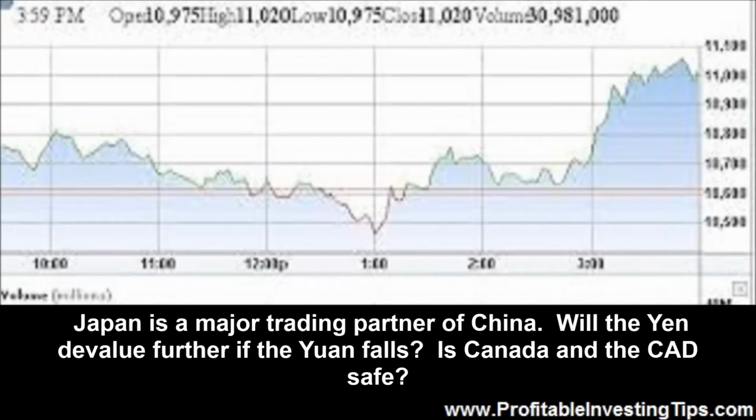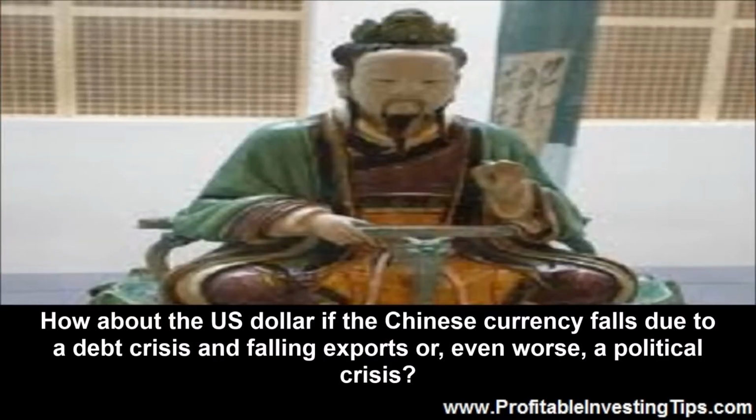Will the yen devalue further if the yuan falls? Is Canada and the Canadian dollar safe? How about the US dollar if the Chinese currency falls due to a debt crisis and falling exports, or even worse, a political crisis?